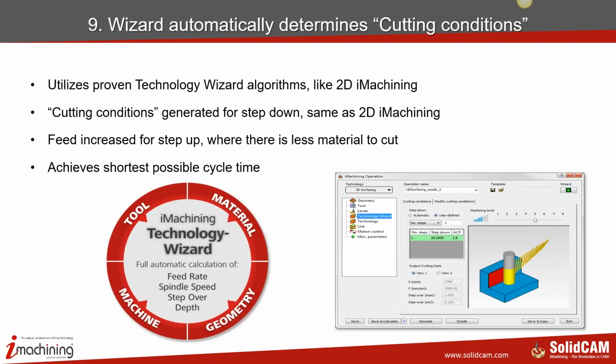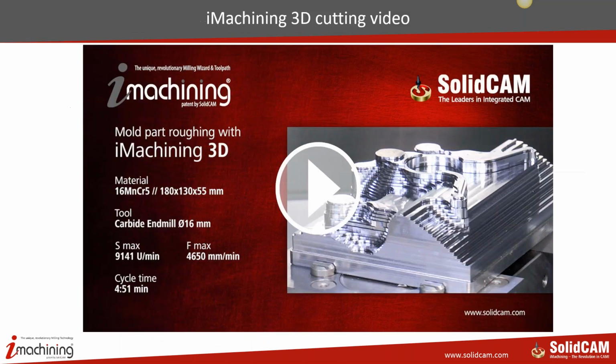The wizard automatically determines the cutting conditions, like it does with iMachining 2D. The cutting conditions are first generated for the deepest point, and then the feed is increased for the step up because the contact is reducing. So the feed has to go up to maintain a constant chip thickness. And by doing this, it achieves the shortest possible cycle time.